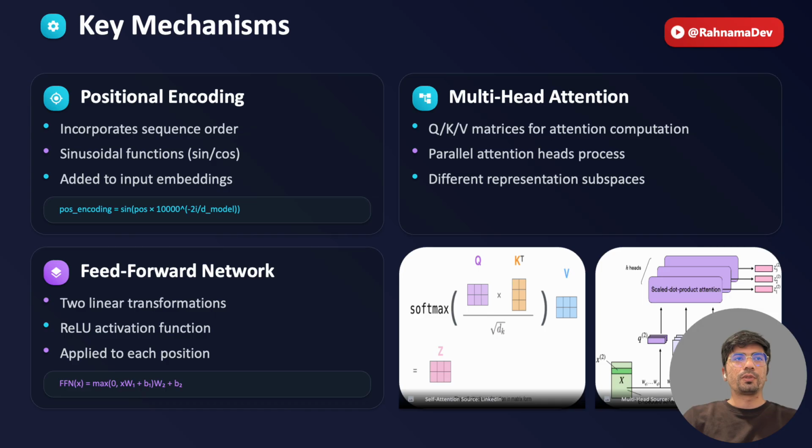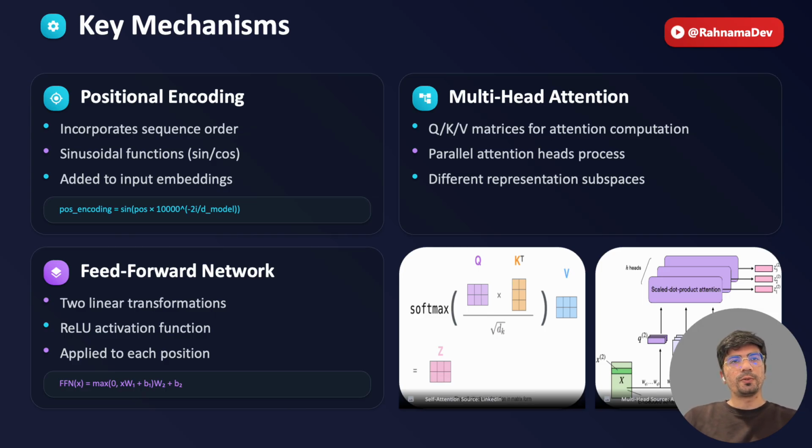The second diagram, I don't know if you see it or not. I don't think so. It shows how multiple heads work in parallel and then combine their outputs. This allows the model to simultaneously attend to information from different representation subspaces. For example, one head might focus on subject-verb agreement, another on noun-adjective relationships, and so on.